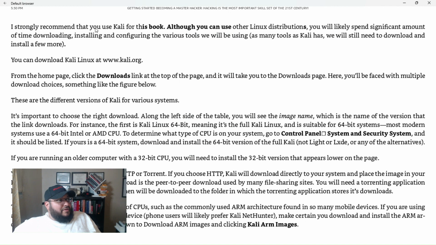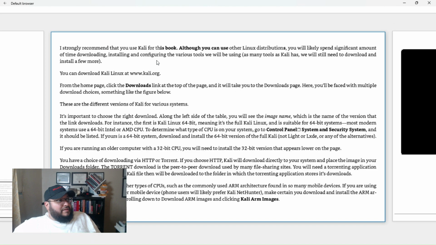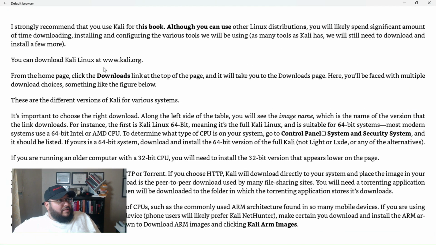I strongly recommend that you use Kali for this book. Although you can use other Linux distributions, we're going to be using Kali, it says. You can download Kali at www.kali.org. It's not a link, but you can just put that in your browser, and then from the homepage, click downloads. It gives you guidance on how to do it. I'm not going to do it because I've already got my Kali machine downloaded, and that's all they're going to use in here.